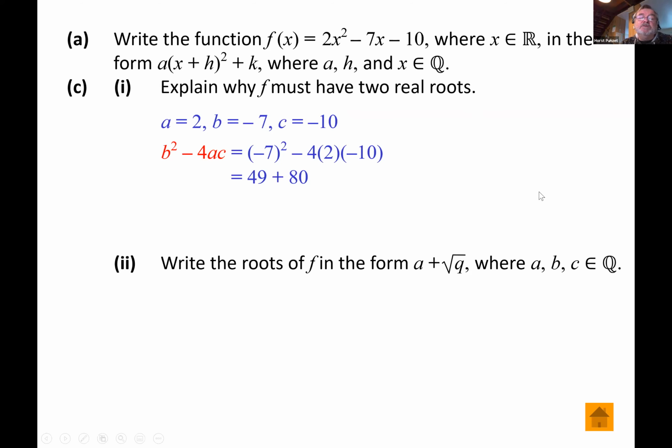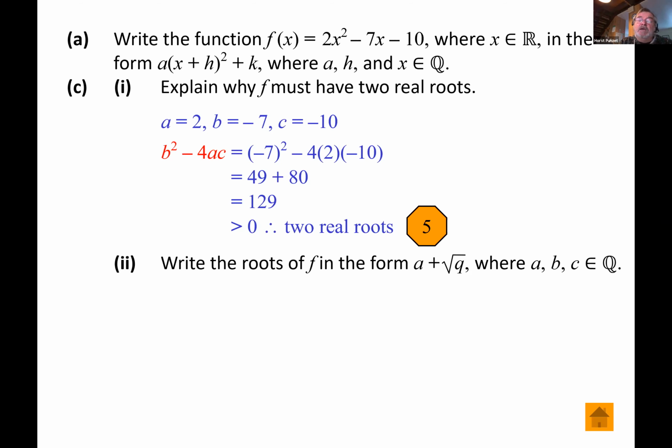So b squared minus 4ac is a positive number, and you don't even have to work that out. You can just say that it's greater than 0, and therefore there are two real roots. All right, and that is for 5 marks. So we're up now to 20 marks.